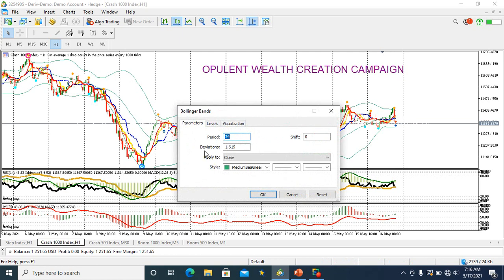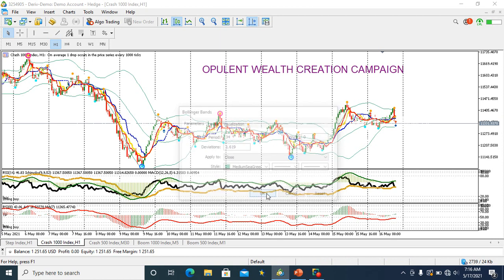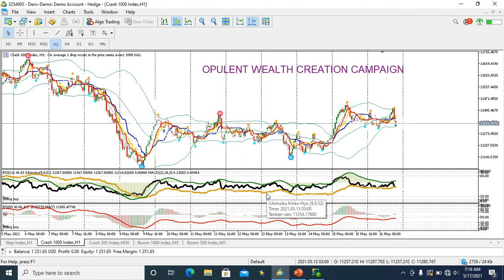Period is 34. The deviation is 1.619. Apply to close. The shift is 0, and then the style is medium sea green. You can choose any color that you want. That is the last thing I added on this. But if you have a system, I could send this template for you. So you will just load it, and then I added one expert indicator here for people who have a system.